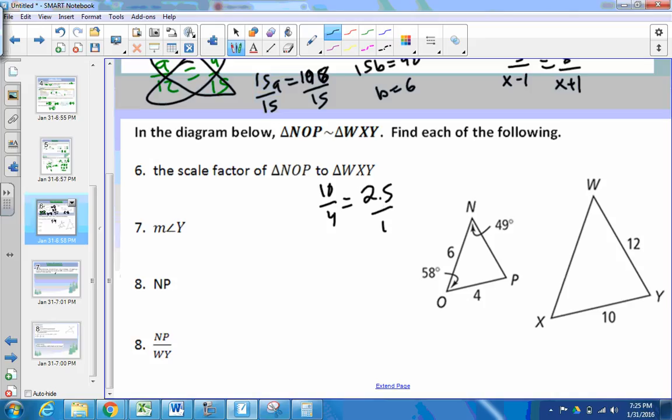The measure of angle Y would be the same as this measure right here. So whatever that measure is for, you'd find for Y. And I'm going to let you try to find number 7 on your own. Number 8, NP. Again, use your scale factor. 2.5 to 1 is equal to 12 to NP. So for NP. And then finding NP over WY. So you'd have to make sure that that works out. All right, and it's the same as the scale factor once you find NP. I'll let you do that one on your own as well.